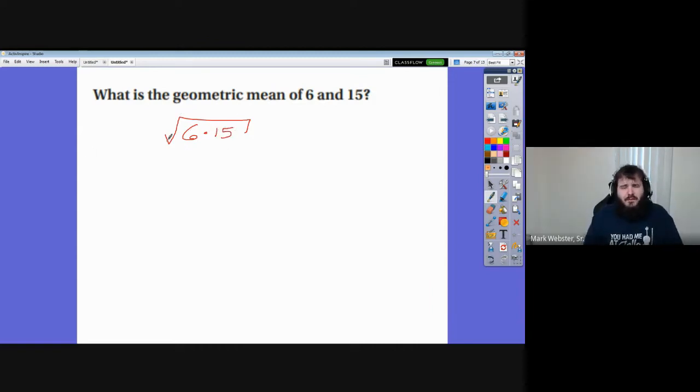So we have the square root of 6 times 15. Now, some people might prefer to take these numbers, multiply them, and then break it down. But I'm sitting here thinking, well, it's already partially broken down. Why would I want to put it back together only to take it apart again? So I'm thinking, all right, well, 6 is 2 and 3. 15 is 3 and 5, right?